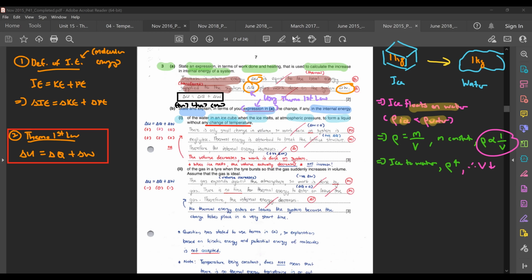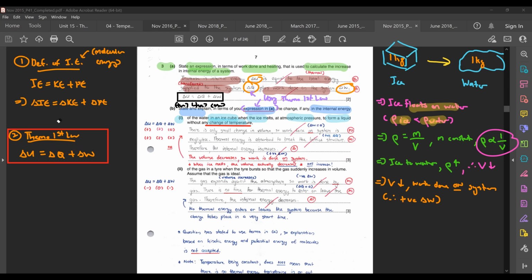So if I know that my volume decreases, work is done on system. Therefore, you have positive delta W. Okay, this explains the work part. You now want to focus on the heat supply part.